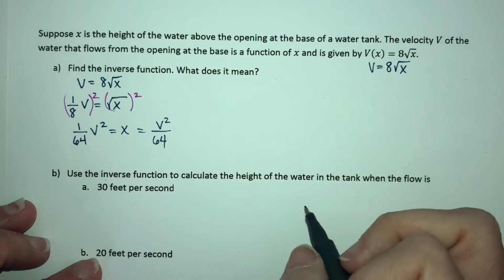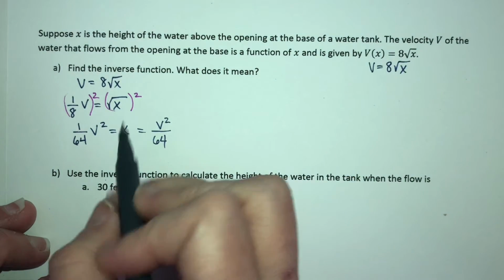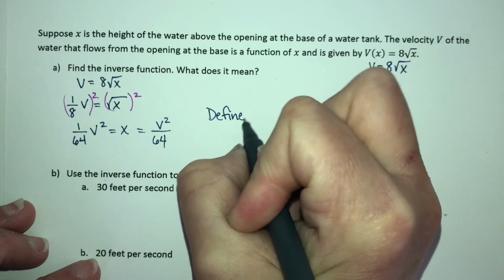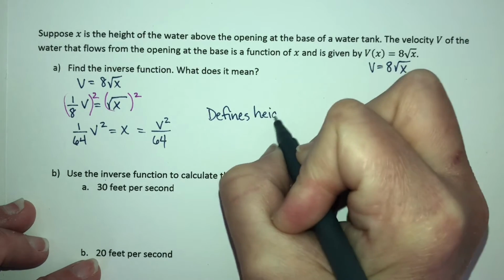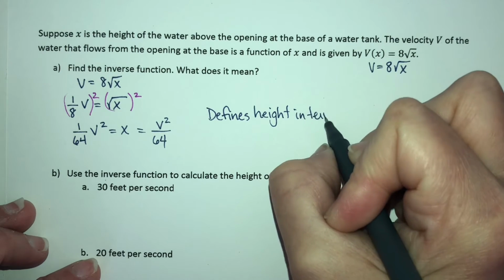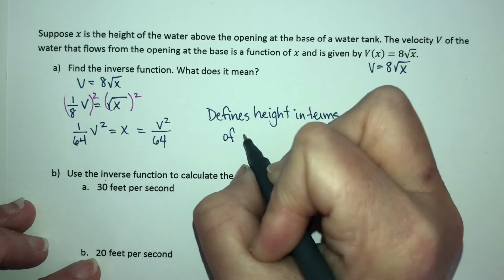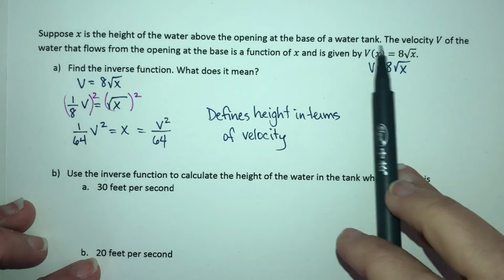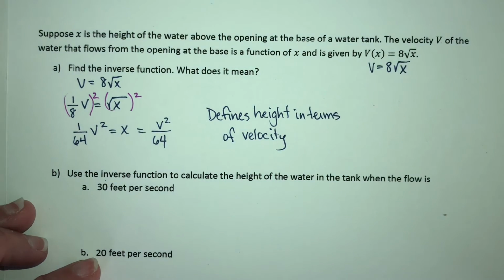And what it does is it defines the height in terms of velocity, where the original gave the velocity in terms of height.